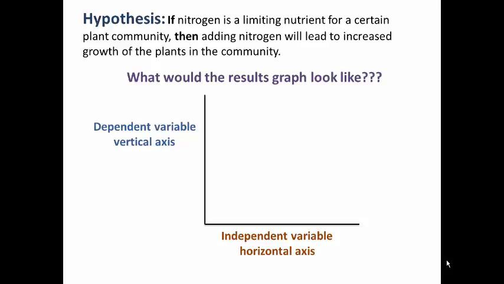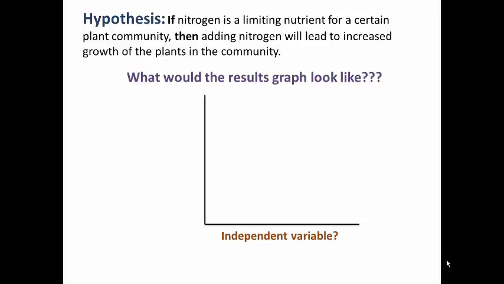Now, sometimes you may get confused depending on what the variable is. But what you have to understand is that the independent variable is whatever the treatment is, like whatever we've set as the experimenters. The dependent variable is whatever is dependent on that variable. So in our case, we have nitrogen and we have plant growth. Those are our two variables. Which one is dependent on the other?